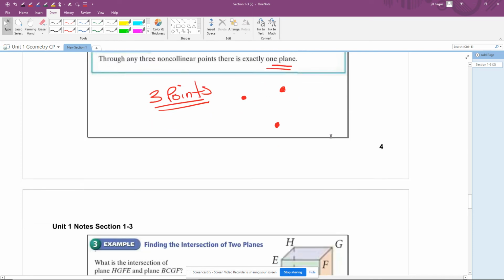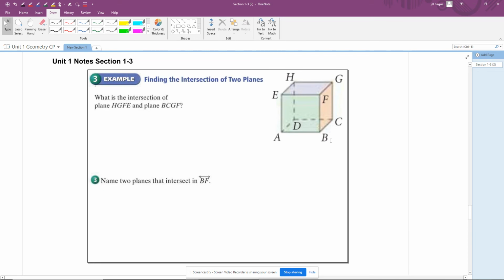All right, so here's some more examples. Find the intersection of two planes. Now remember, the planes go on forever, so the intersection's always a line, even though it looks like a line segment. Okay, so what's the intersection of HGFE?